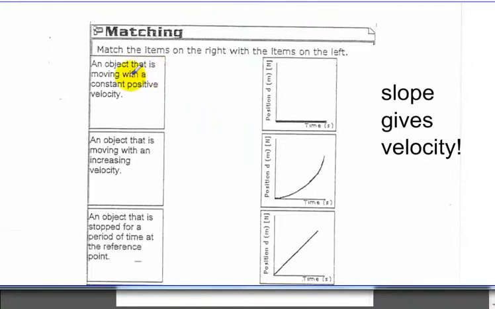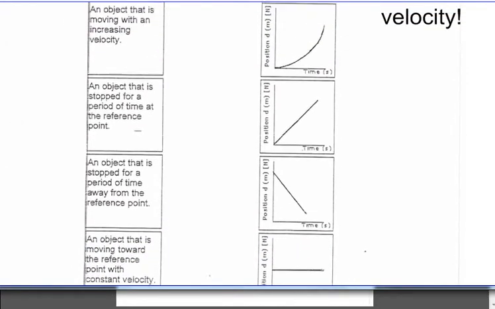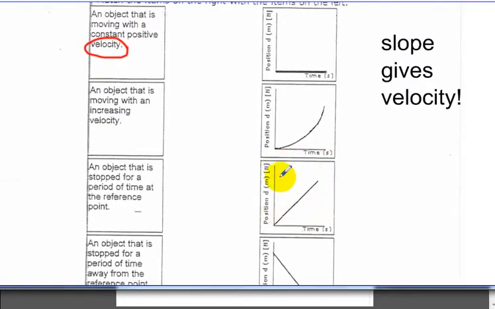So an object that is moving with a constant positive velocity, that's constant positive slope. So if we look at all these graphs, constant positive slope, that would be this one right here. So that would be the graph that matches that description there. Constant positive slope, constant positive velocity.